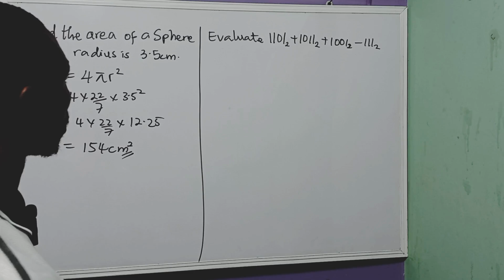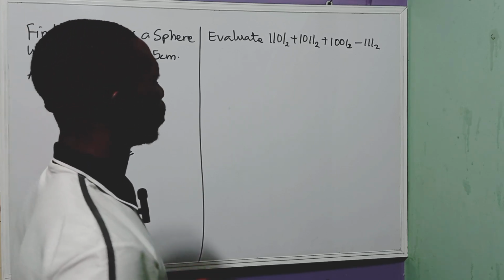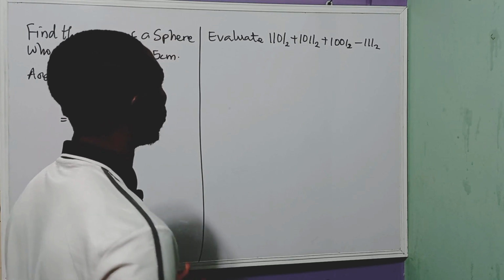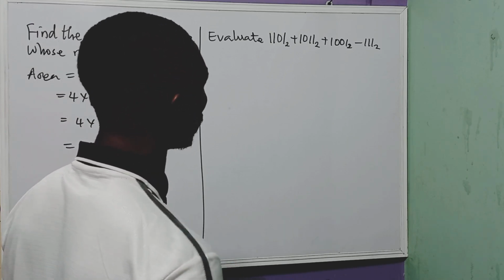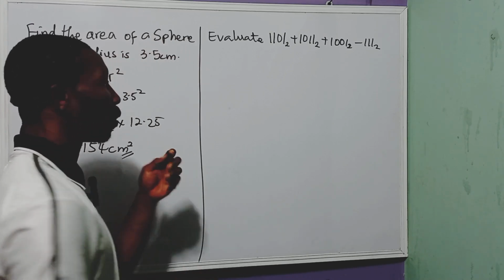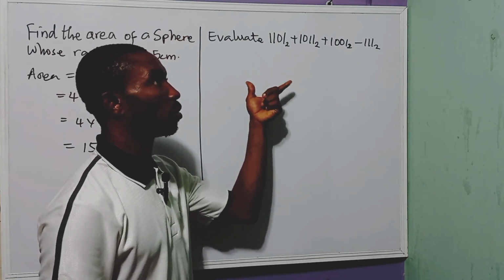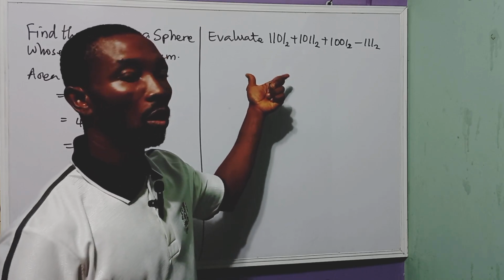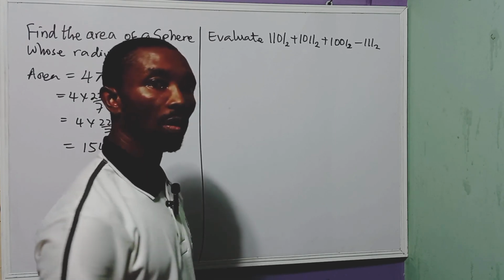Now, our second question says, evaluate 1101 base 2 plus 1011 base 2 plus 1001 base 2 minus 111. To evaluate this, we can do it in two ways. We've done a detailed tutorial on binary, so do well to check our channel for our binaries.